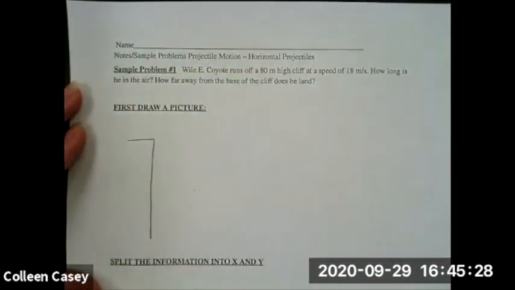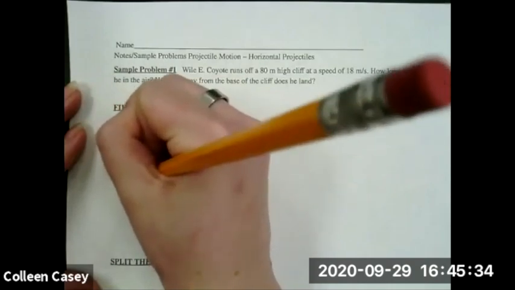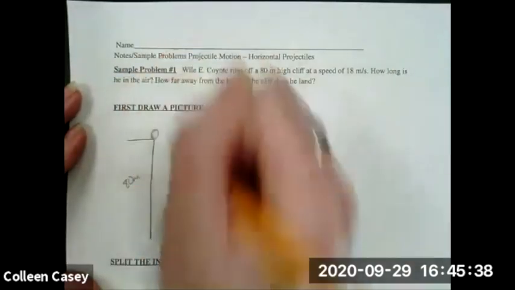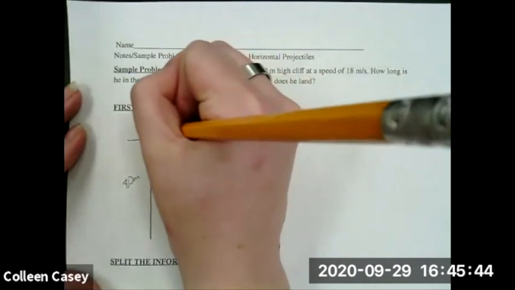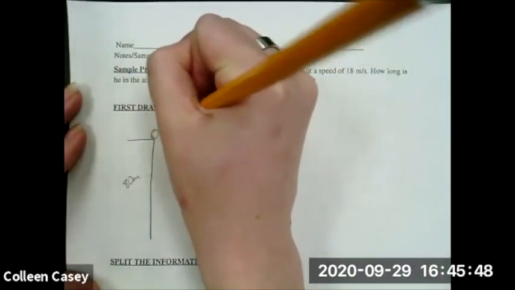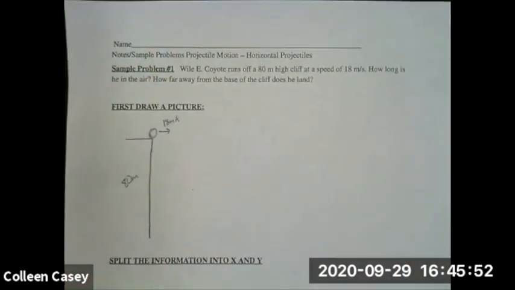So this picture won't be to any kind of scale, but here is my cliff that is 80 meters tall. So I'm just going to throw that in there. Wile E. Coyote, I'm not an artist, so he is a circle here, and he is running off this cliff with a speed of 18 meters per second. So I'm going to put all of that information in there.